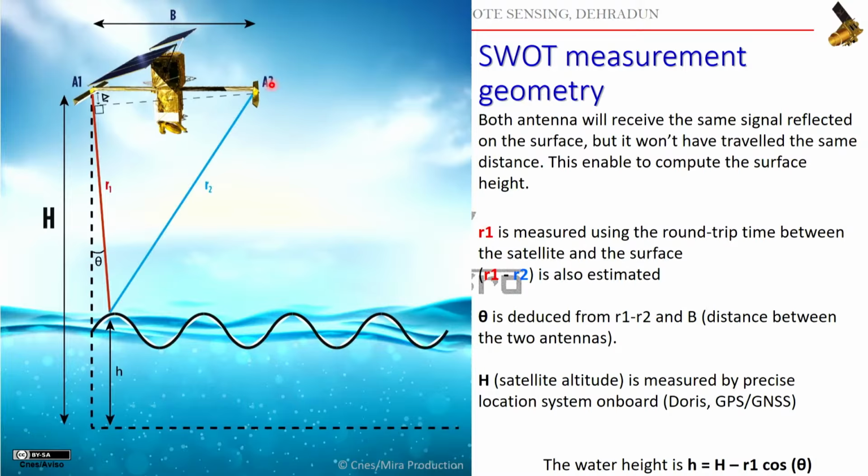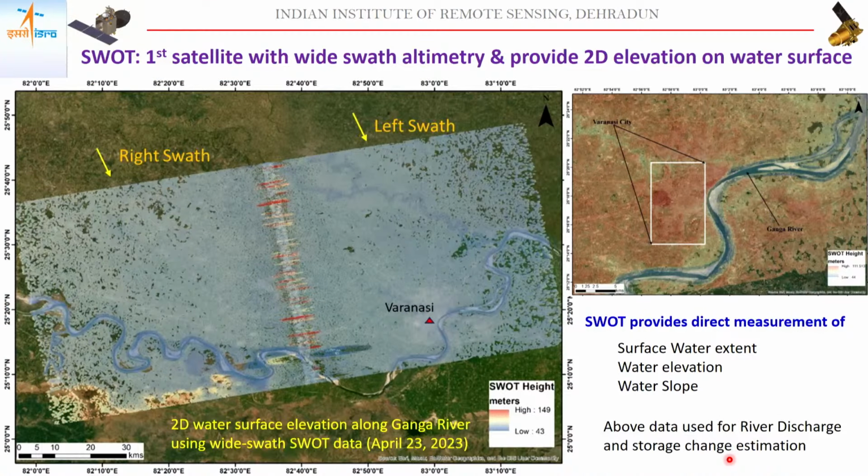This is the fixed antenna, so that baseline is fixed. So the water height is computed using the height of the satellite, r1 cos theta, where theta is the incidence angle. So you can see here, this is the right swath, this is the left swath for Varanasi.